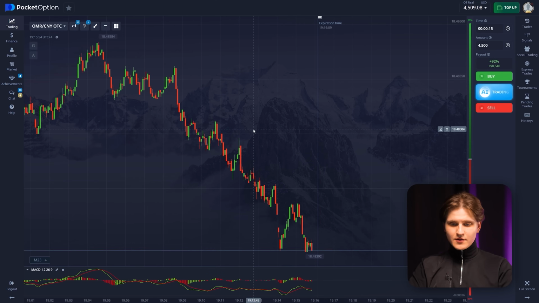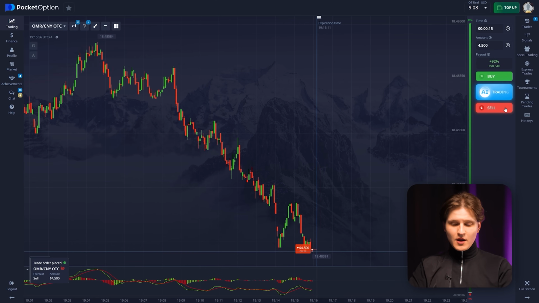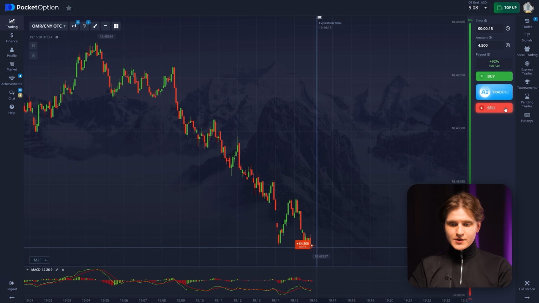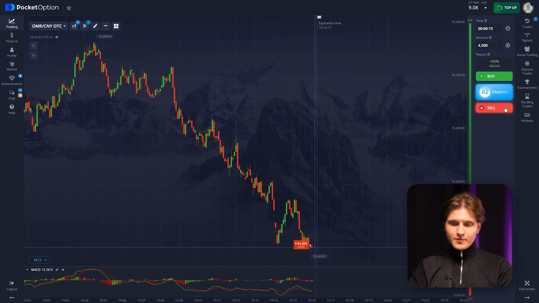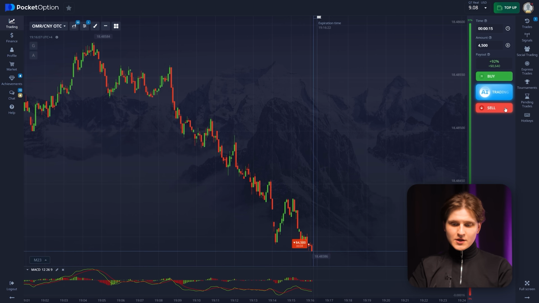Let's pick another asset. Here we see a strong movement, and according to the trend I open a position down. Because the trend is our friend, as we know. So I open a position down and wait for the expiration time. The indicator just confirmed it. We're seeing a downtrend here.